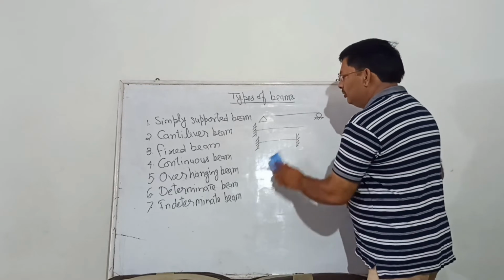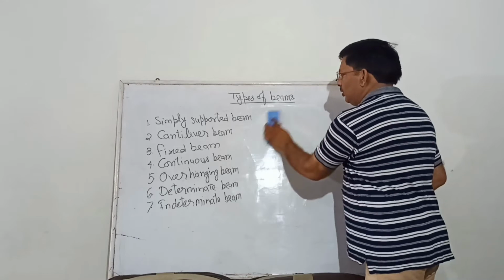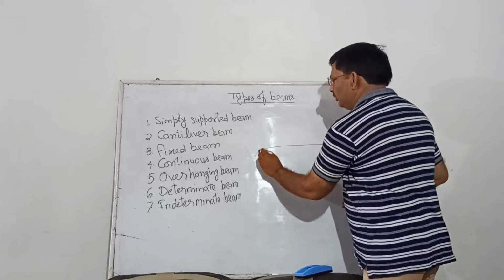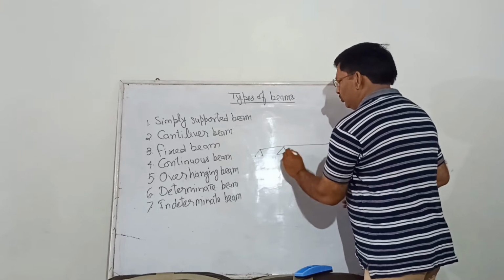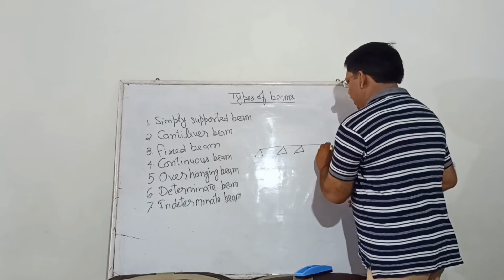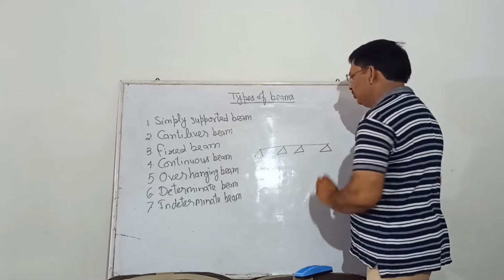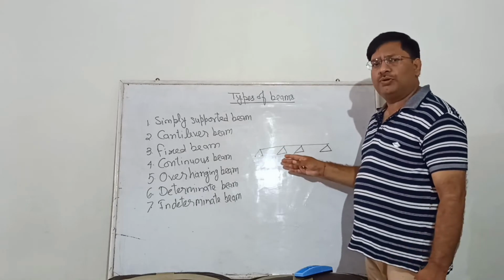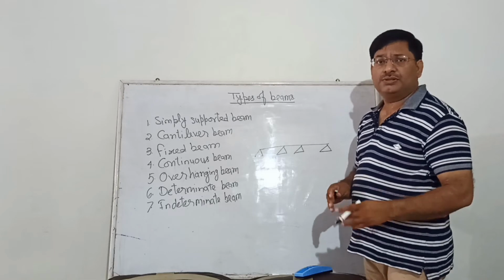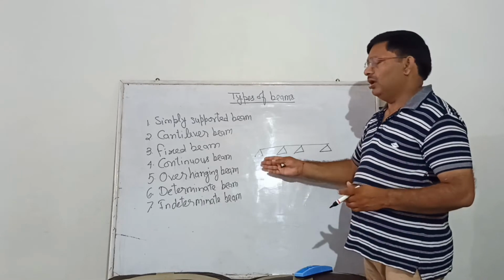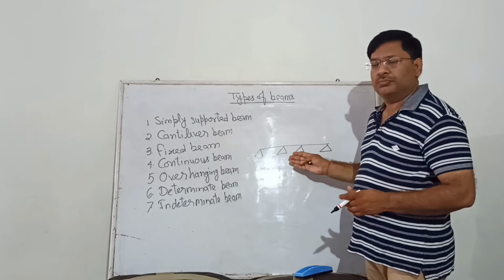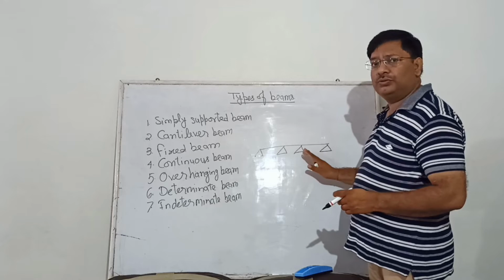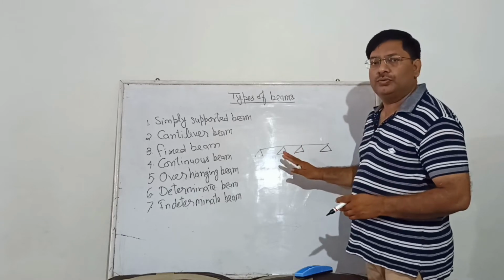Now the next one is the continuous beam. A continuous beam is a type of beam which has more than 2 supports. Suppose a beam is supported at 5 or 6 points, then this type of beam is known as a continuous beam. You must have seen this type of beam in the various bridges which are made across rivers. A number of piers are given to support the beam. So that is a simple example of a continuous beam. A beam which has more than 2 supports is known as a continuous beam.